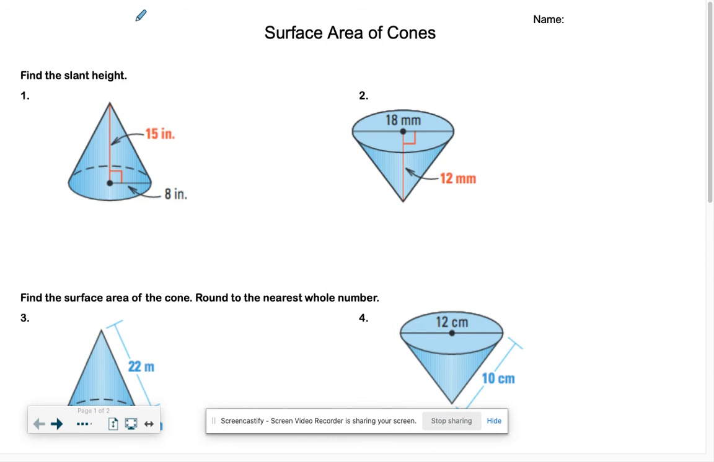Do you guys all find it? Okay. Find the slant height. That's just the Pythagorean theorem, right? A squared plus 15 squared equals x squared.